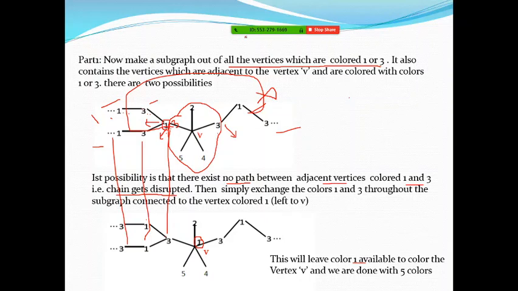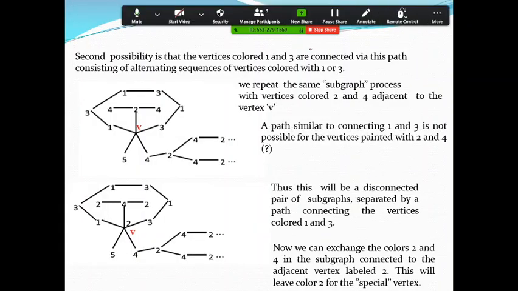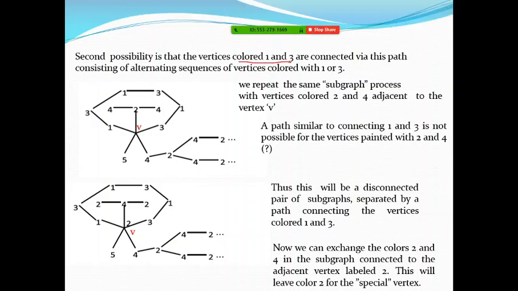Now see this possibility also. The second possibility is that vertices colored 1 and 3 are connected by this path, consisting of an alternating sequence of vertices 1 and 3. So just see, it is 1 and it is 3. So it is our vertex V with degree 5. So the whole game is around this V. So 1 3 1 3 1 3, and we are finally making a closed loop type path.